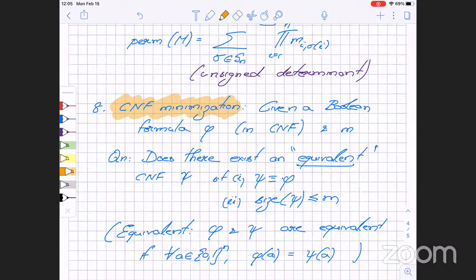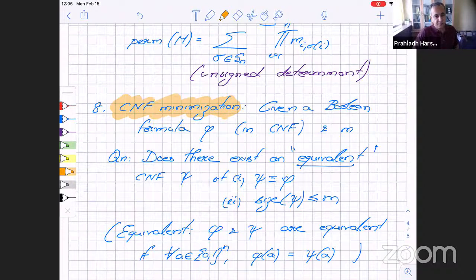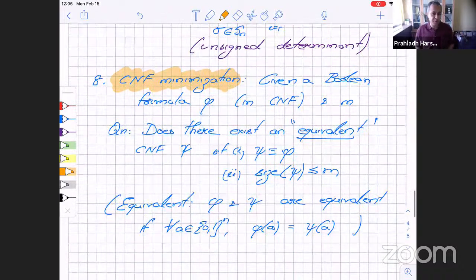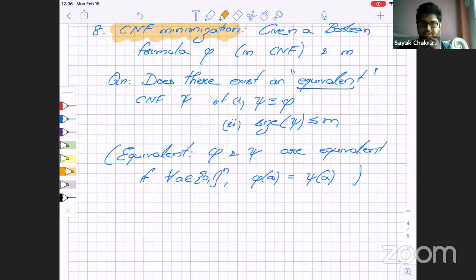If we take m equal to 0, then that means the psi can only be true or false. Then, can we reduce this to SAT? Okay. This might actually be a part of your first problem set. Okay, so can we?